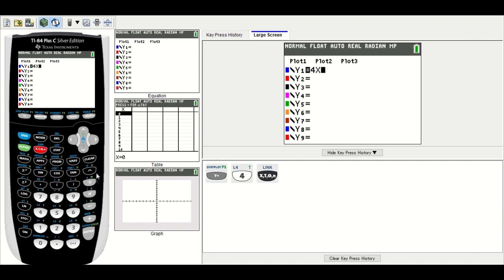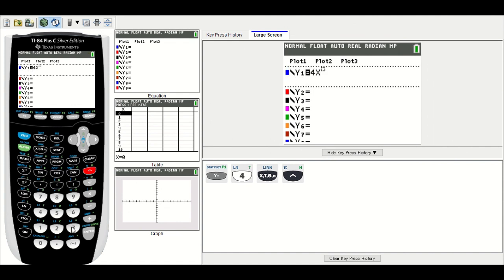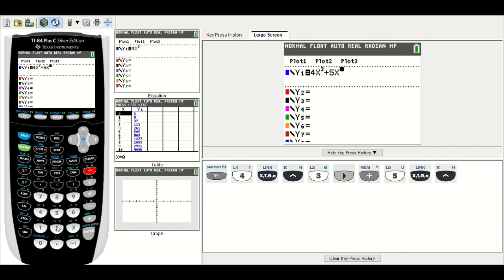4x raised to the power of 3 plus 5x raised to the power of 2 minus 12x. And let's press graph.